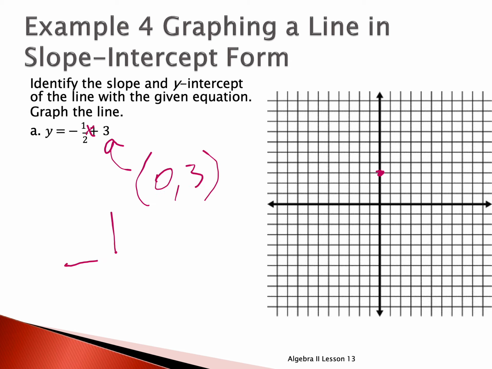That slope of negative 1/2 tells us for every 2 units to the right we're going, because it's negative, we'll go down 1 point. So 2 units right, 1 down, 2 over, 1 down, 2 over, 1 down. And then connect our points to generate our line.